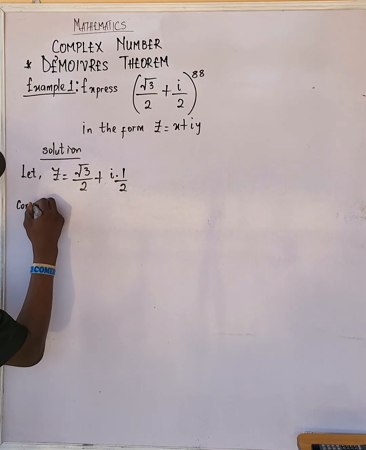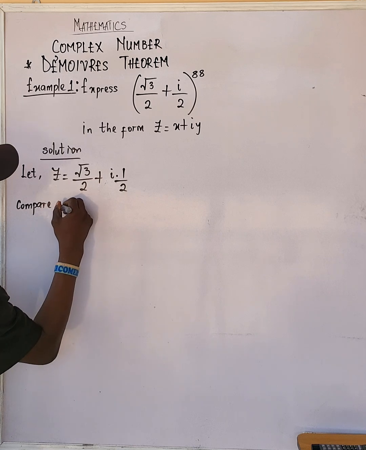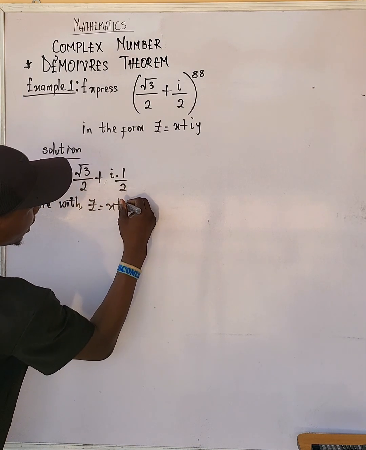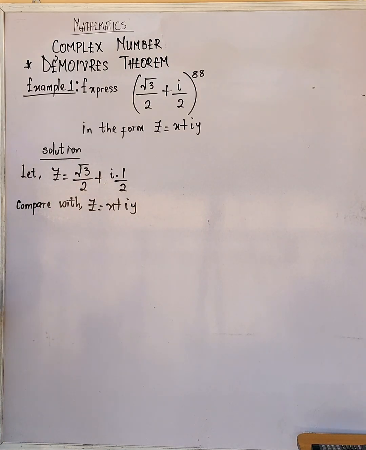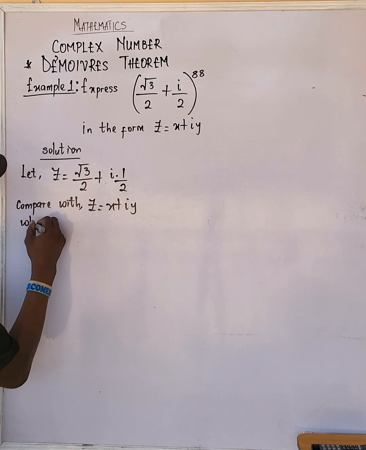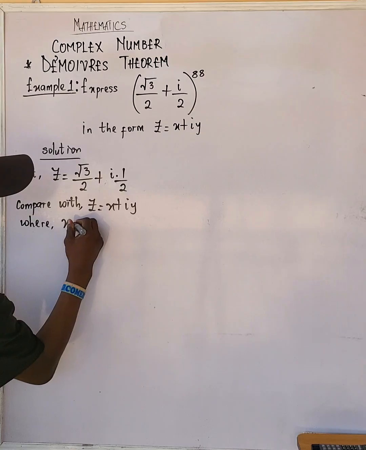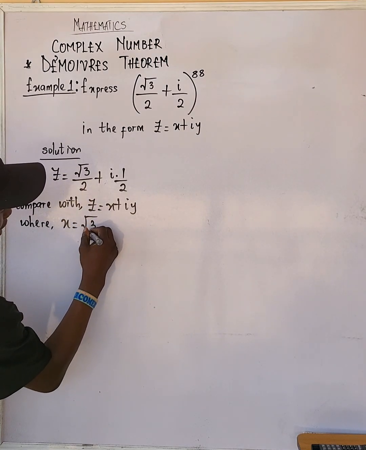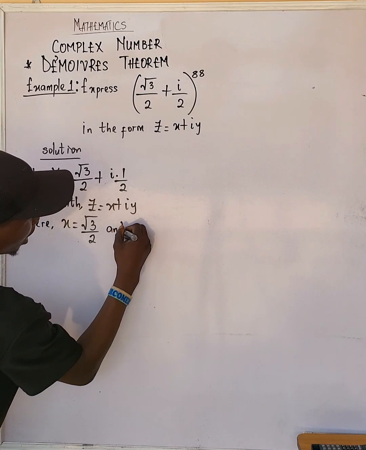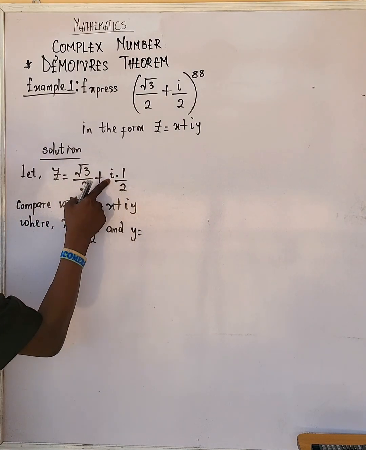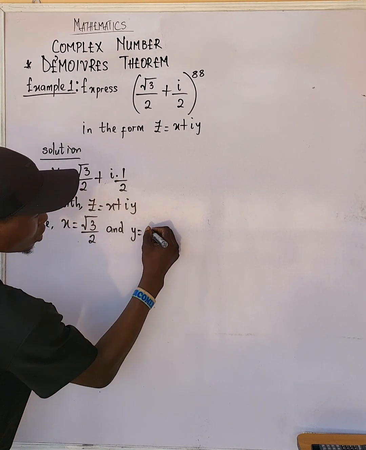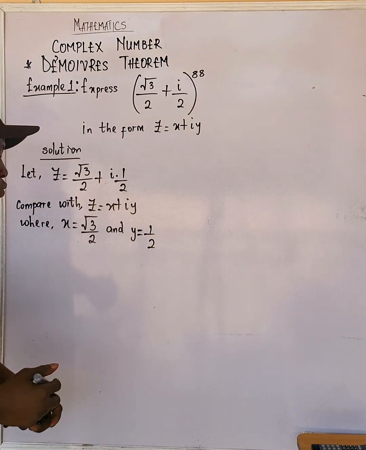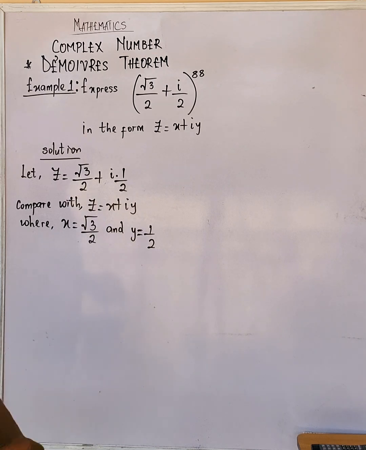So what do you do after that? You compare. What are we going to compare with? z equals x plus iy. When you compare, what is our x? Our x will be square root of 3 over 2. And what will be our y? That's why I separated it. Our y will be 1 over 2. Do you understand? So our y is 1 over 2.